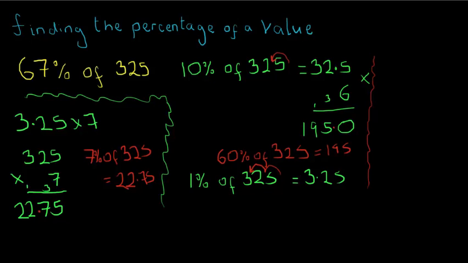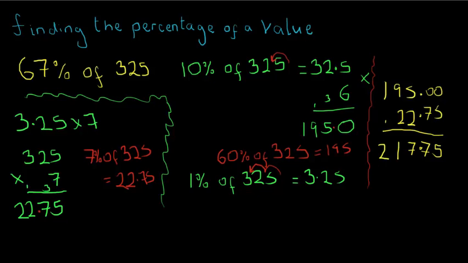The 60% was 195, the 7% was 22.75. Got a decimal added to a whole number there, so I'm going to put a 0.00 to the one above. Line up the dots. 0 and 5 is 5, and 0 and 7 is 7. 5 and 2 is also 7, and 9 plus 2 is 11, 1 down carry 1, and 1 plus 1 is 2. So we can see that our final answer of 67% of 325 is equal to 217.75.